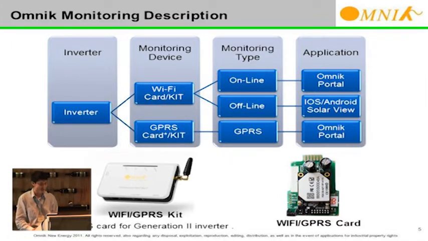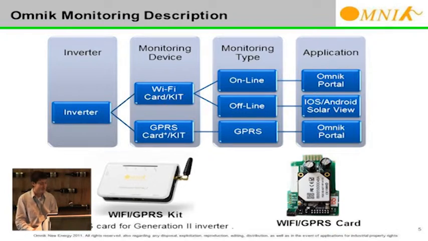So that's the difference. The third one is that the kit supports both wire and wireless data transmission. The distance is longer, over 100 meters in open area. But the card only supports the wireless mode, and the data transmission distance is shorter, about 60 meters in open areas.